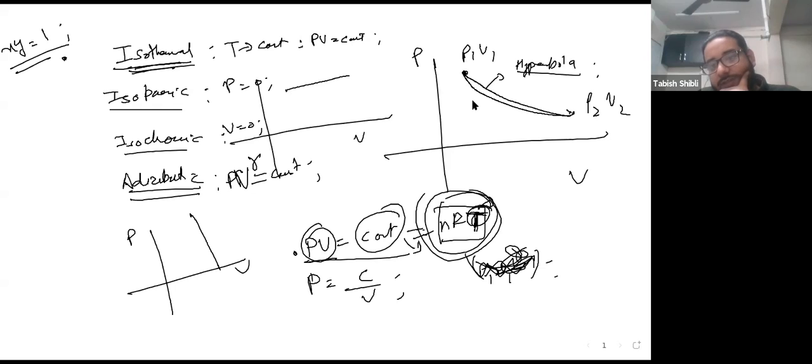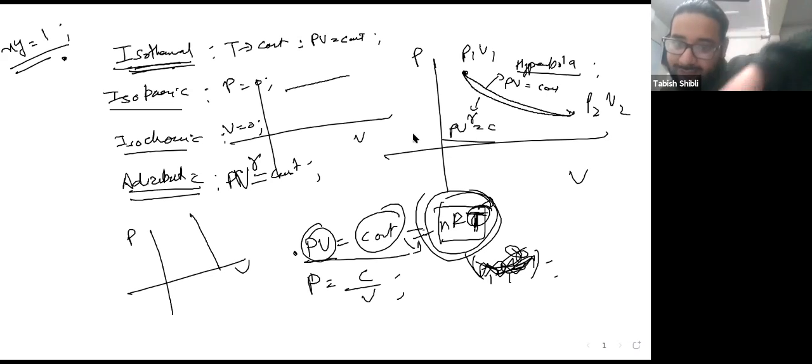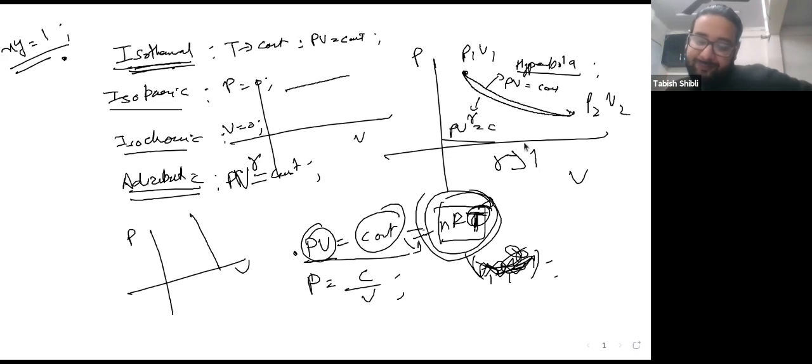So let's say the upper one is a hyperbola and the lower one is PV to the power gamma is equal to constant, because the upper one is PV is equal to constant. Not exactly the same because the fall is steeper, because gamma is greater than 1. So the fall is steeper. So these are the different kinds of graphs for the four different kinds of processes and how they look in a graph.